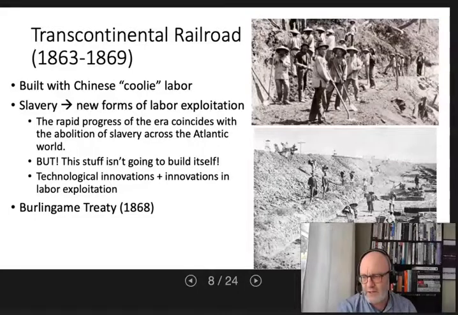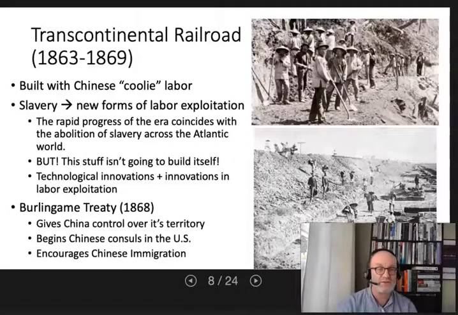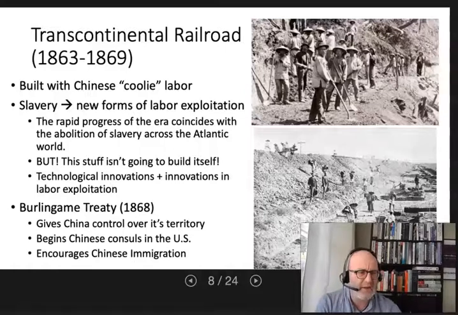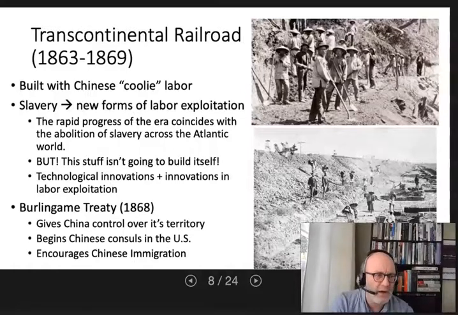The Burlingame Treaty normalizes relations with China, so this is to encourage Chinese migration. Again, European powers are trying to carve China up as a target for imperial conquest. So the United States says we're not going to do that. We recognize your sovereignty. We'll set up diplomatic relations, and we want you to encourage immigration from really the southeast of the country in particular, where a lot of the population center effectively is, and there's all kinds of conflict happening there. So people start leaving to build the railroads.